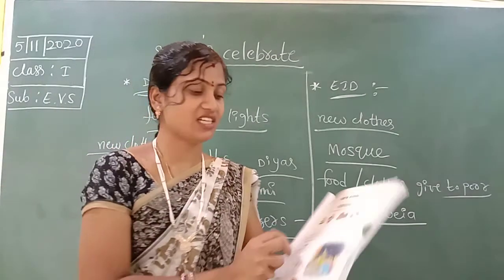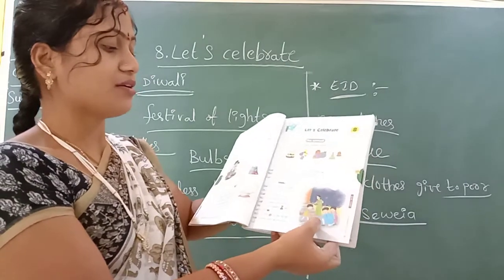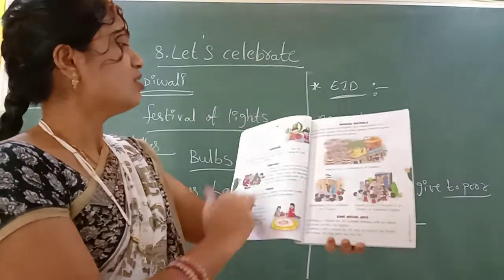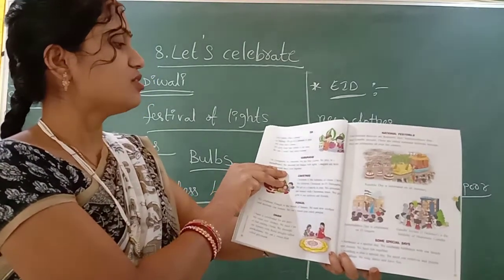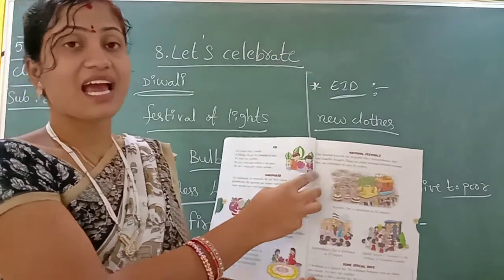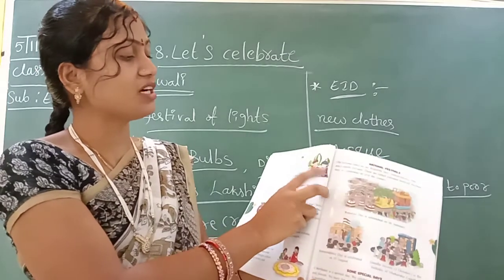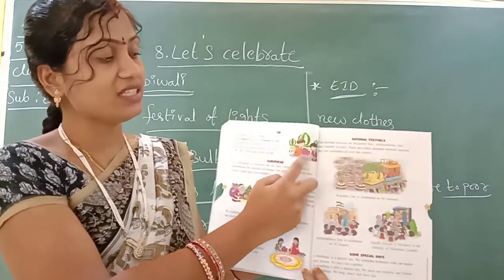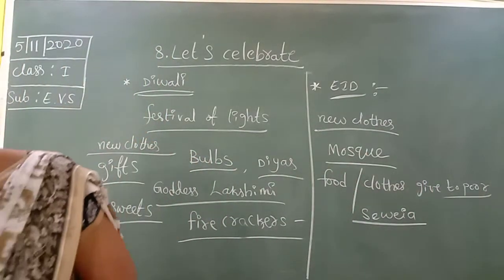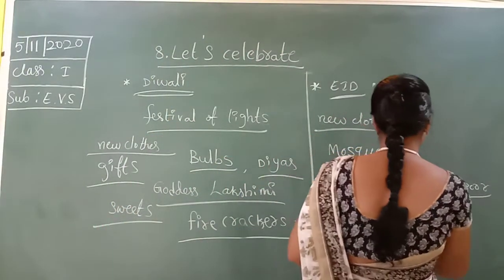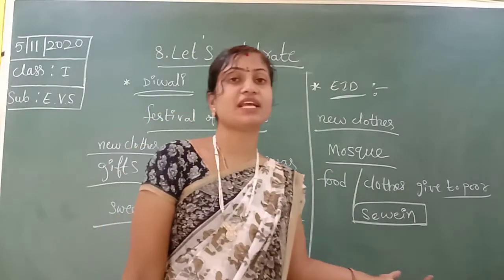So here see the pictures, see children, this is Diwali. They are enjoying a lot. They are bursting crackers, no? Look here. So this is the mosque. They are also wearing new clothes and they are giving gifts. So this is a poor girl, this is a rich boy. This boy gives this girl a gift. So on that day they are also giving gifts to the poor. And on that day they are preparing sweet sevya.